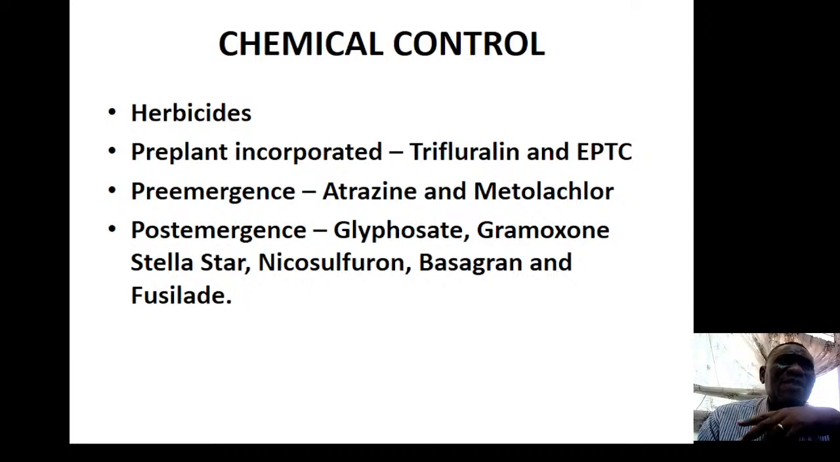Post-emergence, we have got glyphosate, gramoxone, Stellar, nicosulfuron, basagran, and fusilade. What we are saying is that we do have an option of herbicides, and the choice depends on the crop and what is present in terms of weeds on the farm.